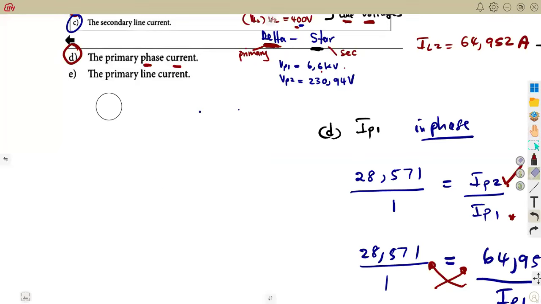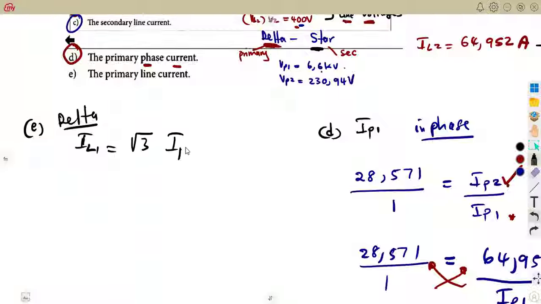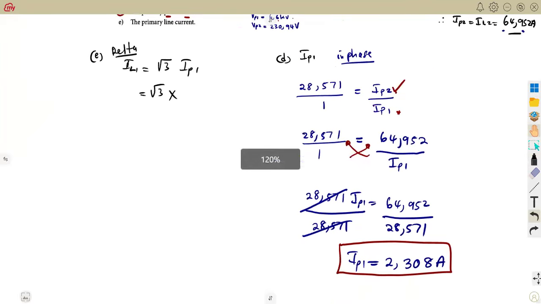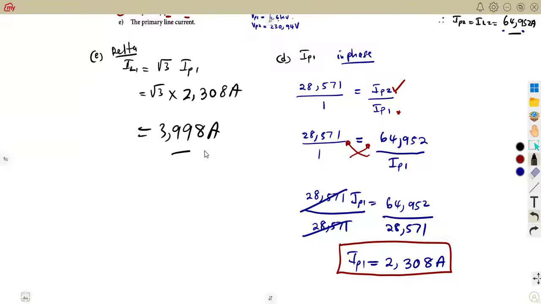So with this, you were going to calculate it that way. From a delta connection, the line current of the primary is the square root of 3 times the phase current of the primary. We calculated this phase current as 2,308 amperes. That gives us the primary line current, which is 3,998 amperes.